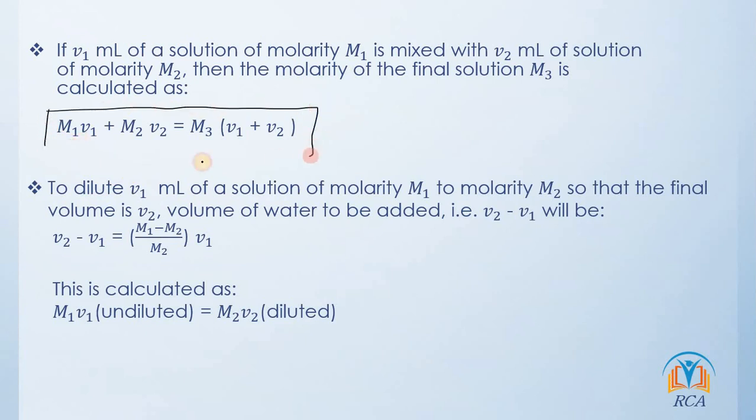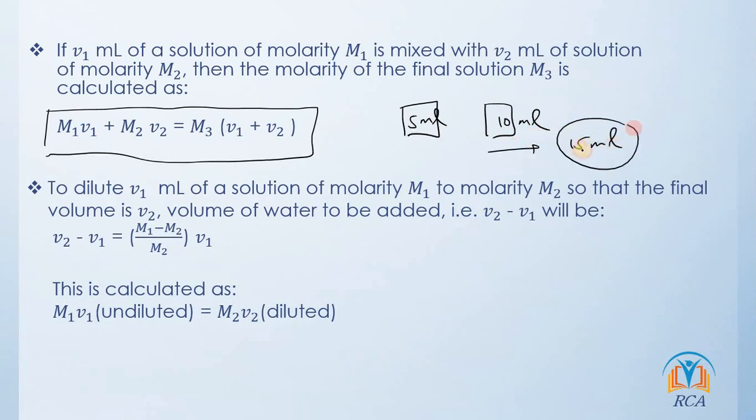So if you are given two solutions with different molarities and different volumes, and they are getting mixed to form a common solution, we pretty much know that if one has a volume of 5 ml and the second has a volume of 10 ml, then when we add both of them, we'll get the total volume as 15 ml, because the volume will always add up. So the volume still remains as V1 plus V2, but the molarity changes, right? So M1 V1 plus M2 V2 will always be represented as M3 into V1 plus V2, and from here we can calculate the molarity of that new solution.